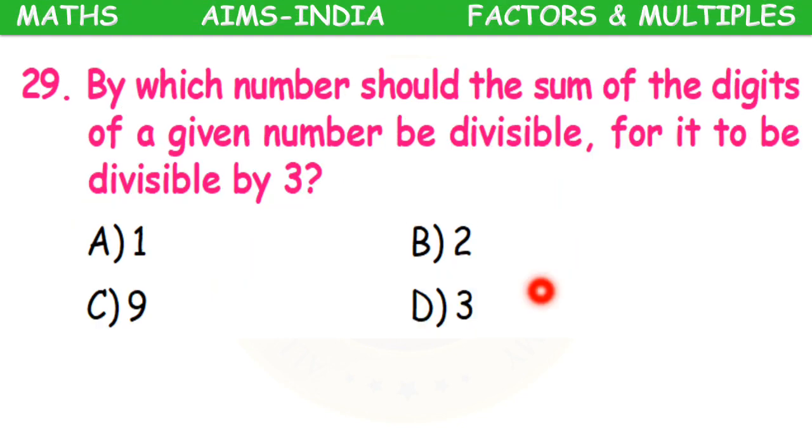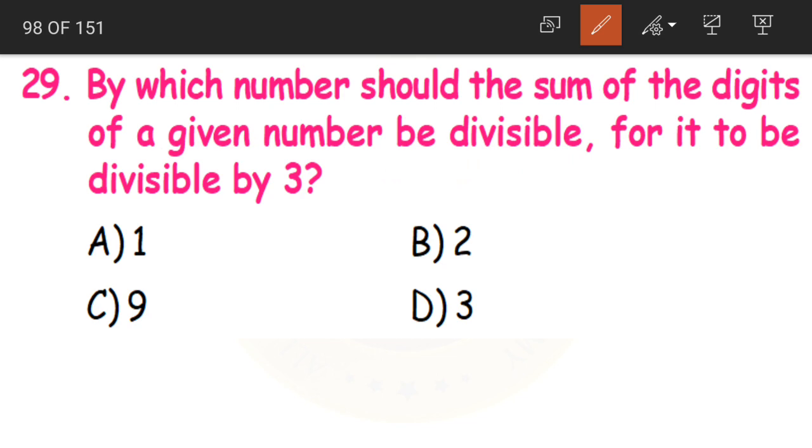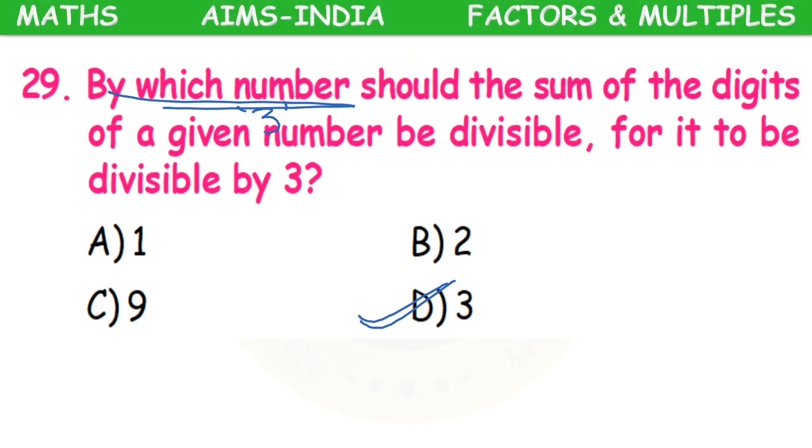Next question. By which number should the sum of the digits of a given number be divisible for it to be divisible by 3? Now what was the divisibility rule for 3, children? Yes, for a number to be divisible by 3, the sum of its digits should be divisible by 3. Yes, by which number should the sum of digits be divisible? It should be divisible by 3, then only the number is divisible by 3. So option D, 3 is the correct answer.